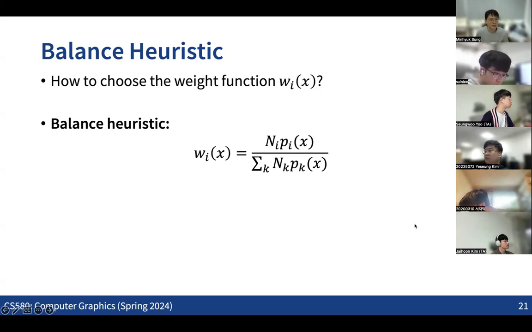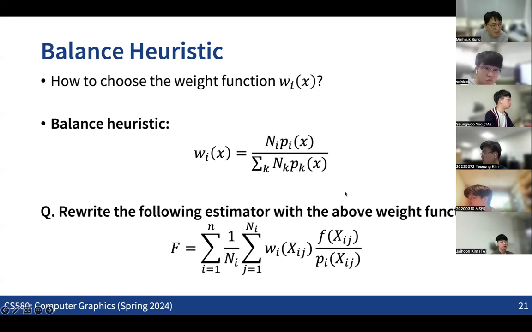So you can see this formulation. This is basically defined as choosing the weight function here. It's like taking the product of the number of samples and the probability, and dividing this by the sum of the products of the number of samples and the probability. So let's do one more quick thing. Can you quickly rewrite the following multi-sample estimator with the above weighting function, and let's see how it looks, and also what the meaning of having this balance heuristic is. So can you quickly rewrite?